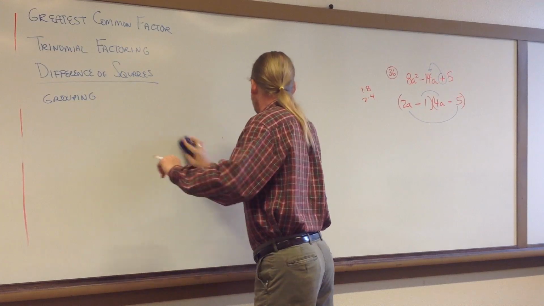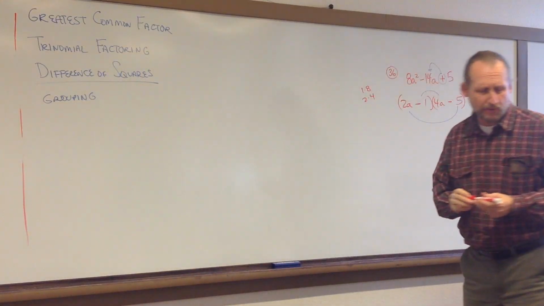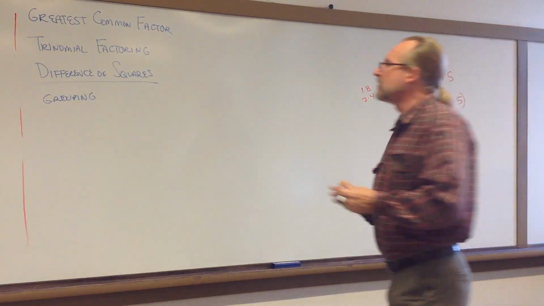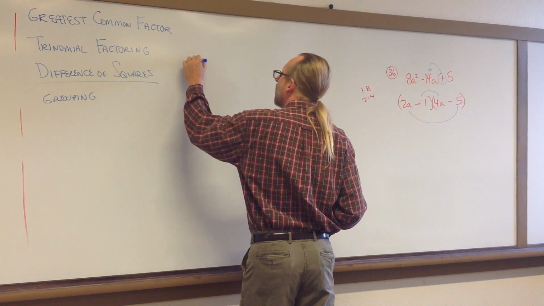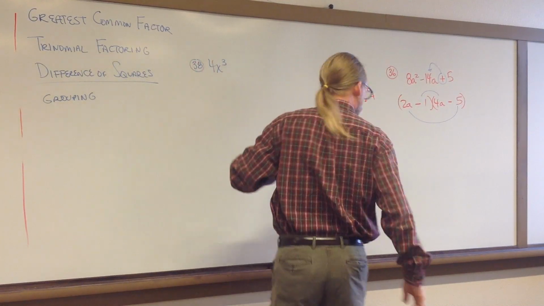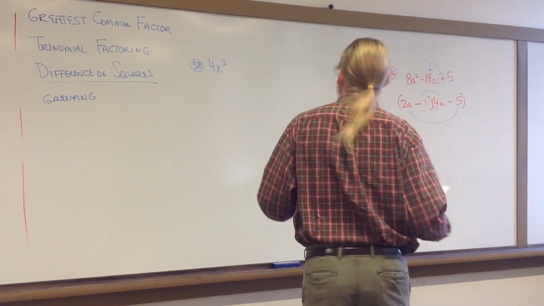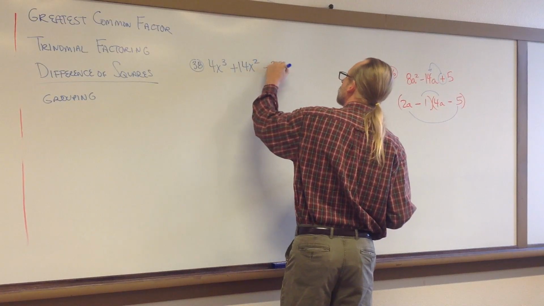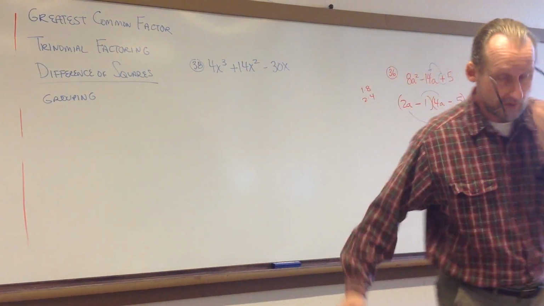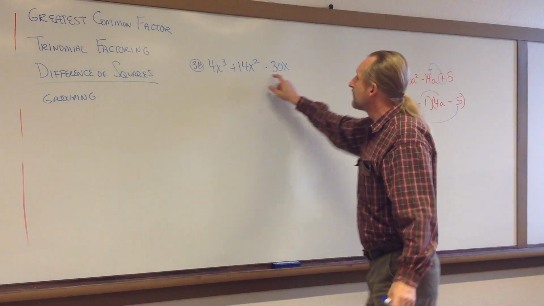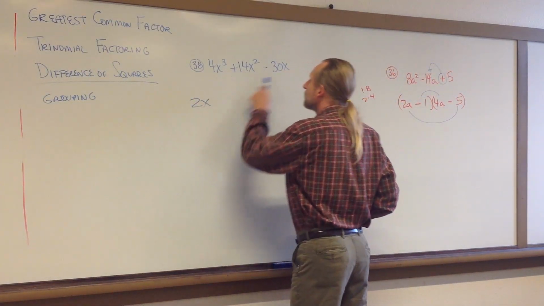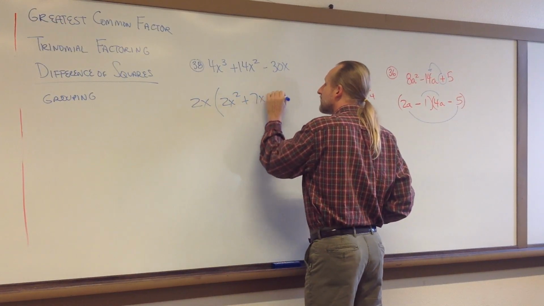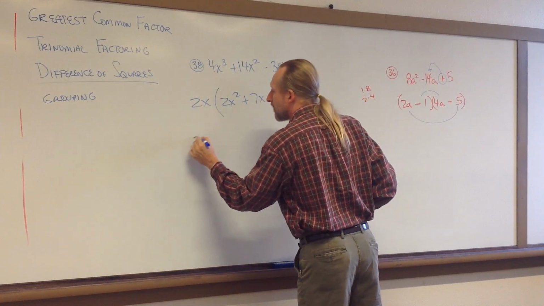Okay, last problem here. Let's see what this one looks like. 4x cubed plus 14x squared minus 30x. Okay, so right away, I can see there's a common factor of 2, and we've also got an extra x hanging around. So let's see, this will be 2x squared plus 7x minus 15.